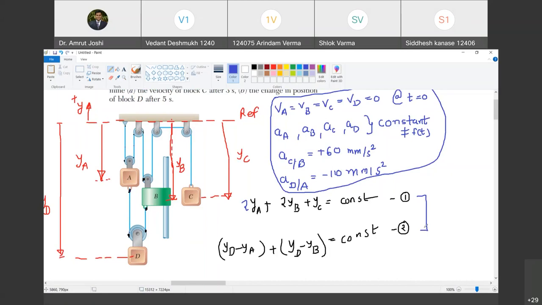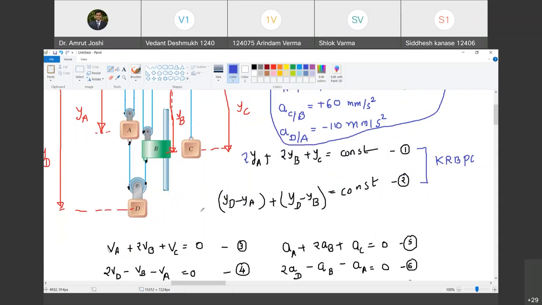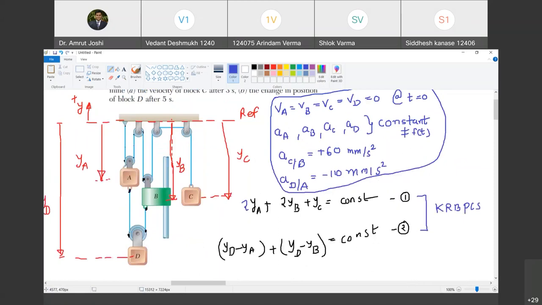These are KRBPCs. So what is KRBPC? KRBPC ka long form hai kinematic relationship between position coordinates. Are you with me? Yes, sir. There are 2 KRBPCs because we have 2 strings.